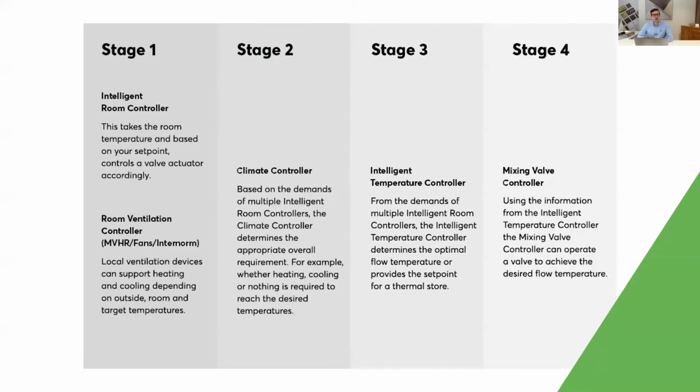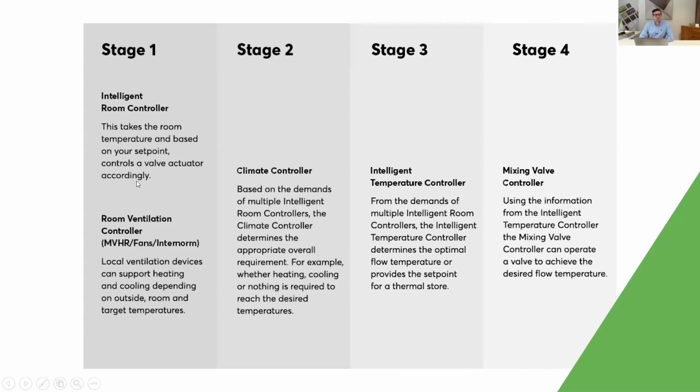And then stage 4 is a mixing valve controller. So this will again use the data from the temperature controller, and based on this will determine what position the mixing valve should be in, and therefore what the flow temperature should be to the zones. So the best way to think about it is in a traditional S-plan heating layout, where you would have maybe one boiler with one zone valve feeding the manifold, which feeds, let's say, the ground floor, and then another zone valve feeding the radiators in the upper floor.